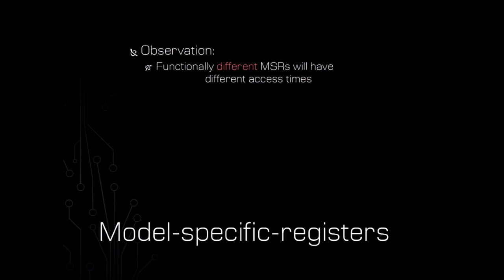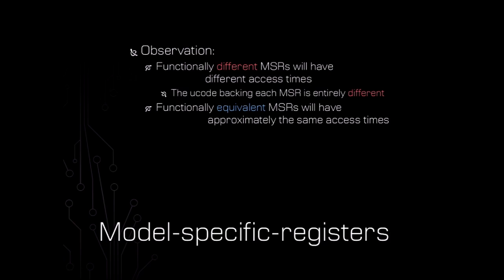So for example, accessing the timestamp counter MSR should take a different amount of time than accessing a thermal sensor MSR. That's because each of those MSRs is going to have different microcode implementing them, and that microcode is going to take different amounts of time to execute. So I would expect the access times for each MSR to be different if the MSRs are very different. On the other hand, functionally equivalent MSRs should have approximately the same access time.